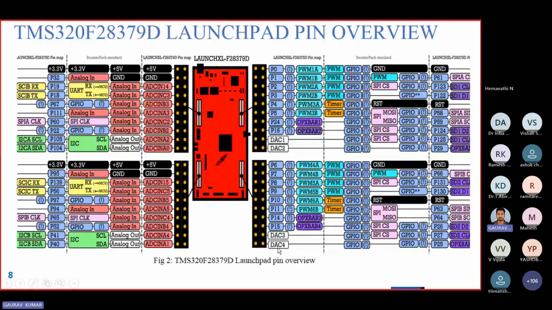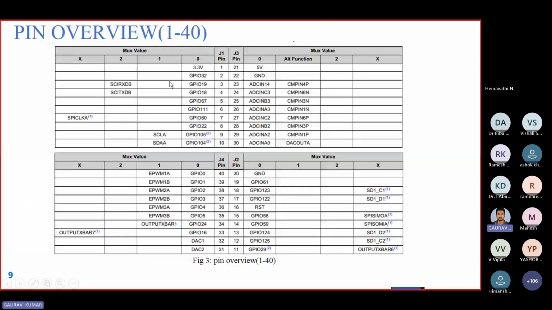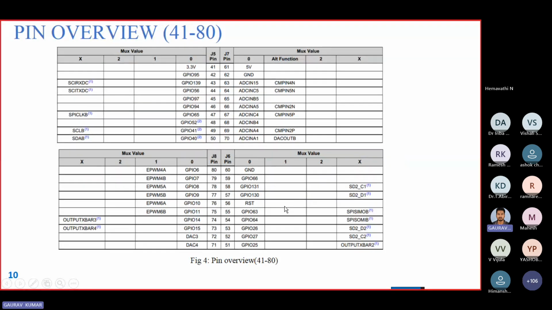These are the pin details. You can see pins 1 to 30 details are here. Actually, every pin has some different features also. For example, see pin number 3. It works as a GPIO 19 pin, and at the same time it is working as an SCI pin also. So every pin may have more than one feature. So from 1 to 30, these are the details. From 11 to 40, these are the details. And from 41 to 70 and from 51 to 80, these are the details.